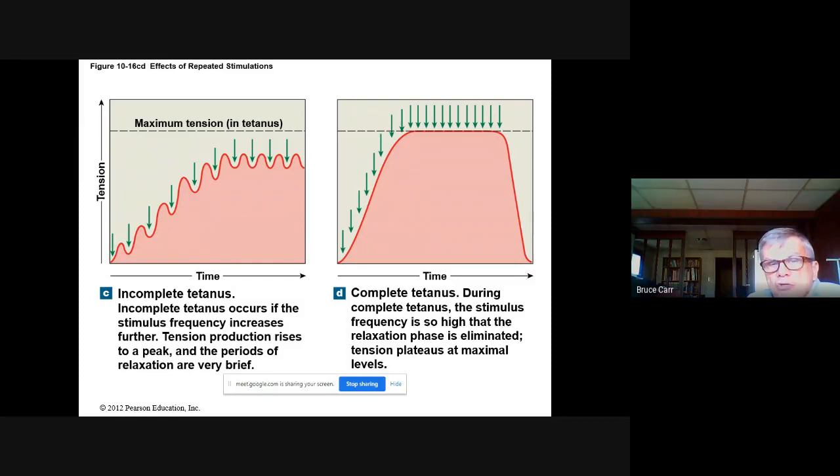Finally, complete tetanus, you notice we've crammed those arrows together, and that's taken you all the way up to the limit of this muscle. That muscle is essentially as hard as if it were cramped, and it is sustained at maximum level until the nerve impulse goes away and it returns to zero tension. Another alternative to incomplete tetanus is that you basically use up all your oxygen and all your ATP pretty quickly. And as a result, the muscle will start to lose tension in a short period of time.